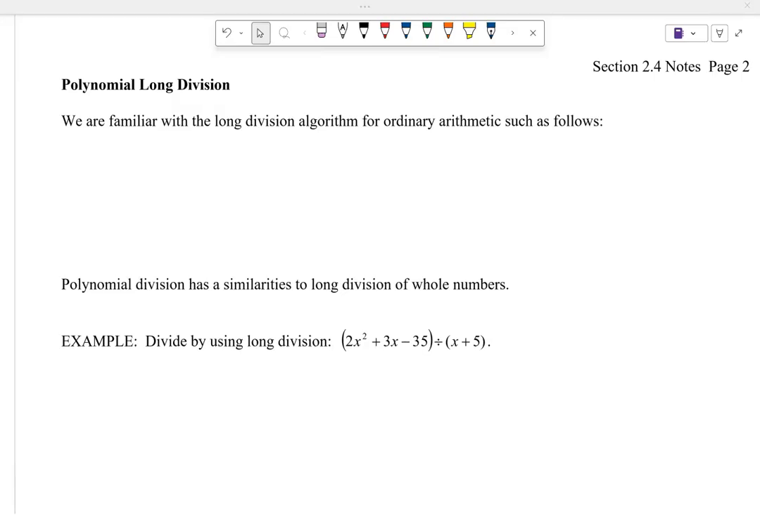All right, we're going to get into some polynomial long division. This is useful when we're dividing by more than one term, like a binomial or trinomial. For any number of terms, we can divide by whatever we want. That's the nice thing about long division. You're probably familiar with doing this with arithmetic, like for example, 178 divided by 3.